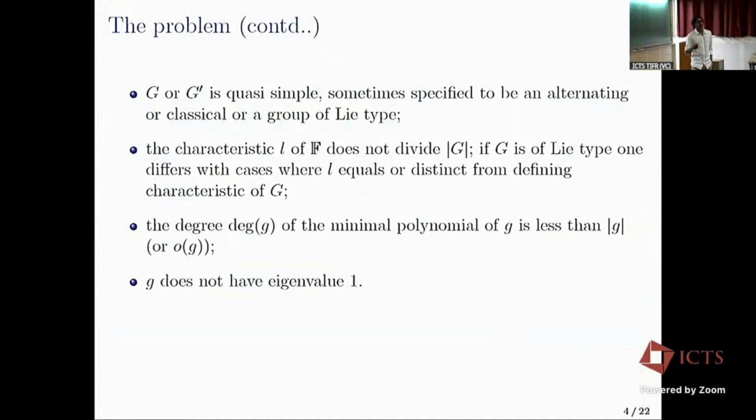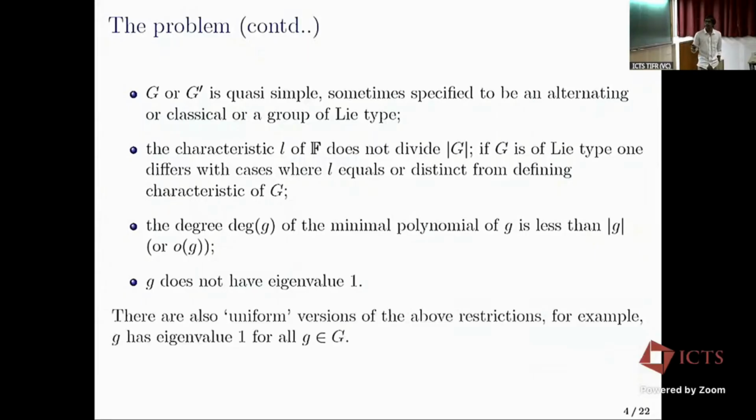And when the group is of Lie type, you could vary whether it's the defining characteristic of the Lie type or different from it. And the other one is very important for us, which is one of our main questions: whether the degree of the minimal polynomial is less than the order of g, or more precisely O_g, the order of g in G mod the center of G. Or you could ask whether rho(g) has eigenvalue 1 or not. Or you could ask any combinations of these questions.